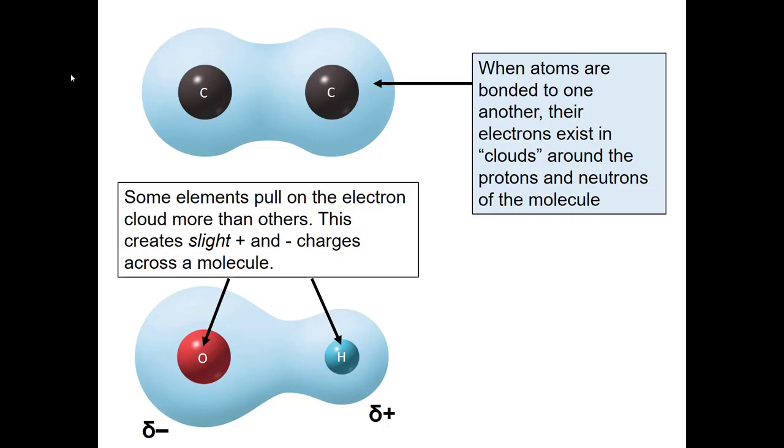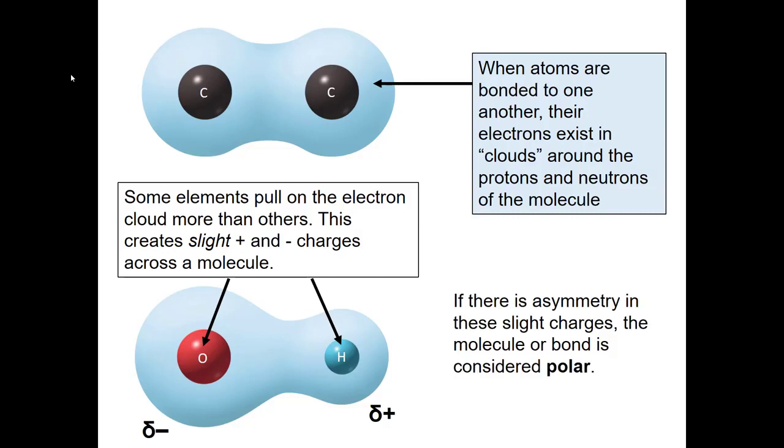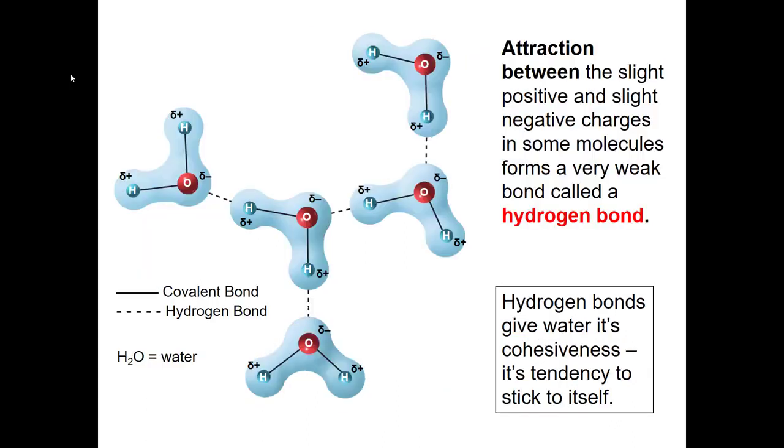So here again, we give this a name. We would say this is considered polar if we see this asymmetry in the charges. This is a polar molecule, whereas this would be a nonpolar molecule. And the reason this is important is because it's still true that the opposite charges are going to be attracted to one another. Again, these are slight positive and slight negative charges, so they're going to be less attracted to each other than those ions were, but they are going to be weakly attracted to each other. And when that occurs, when these molecules have this very weak attraction to each other, that's called a hydrogen bond.